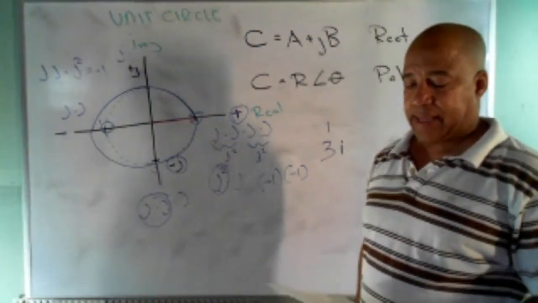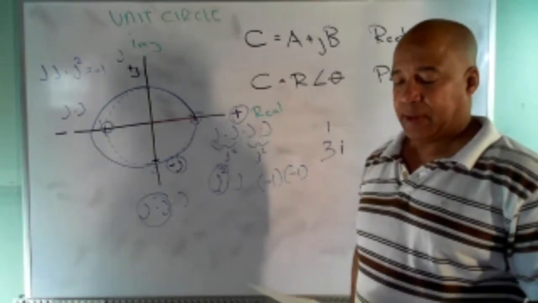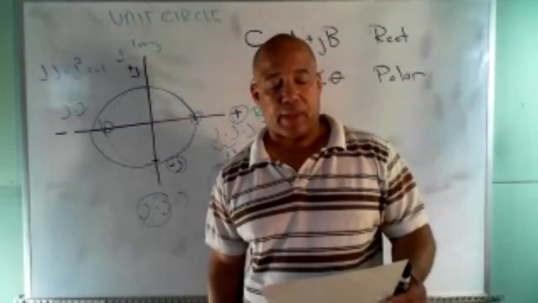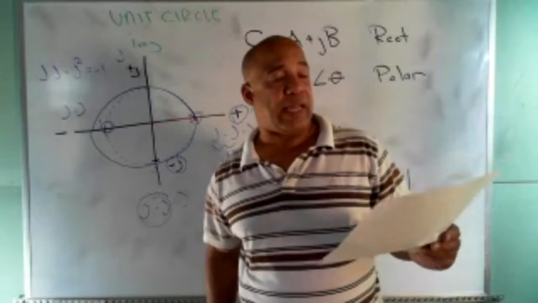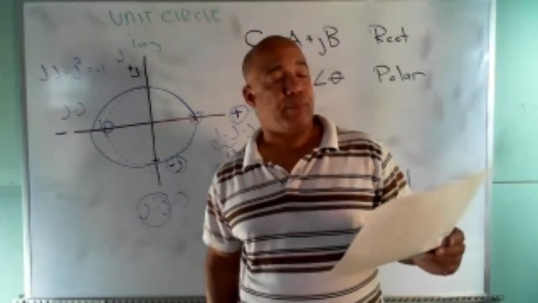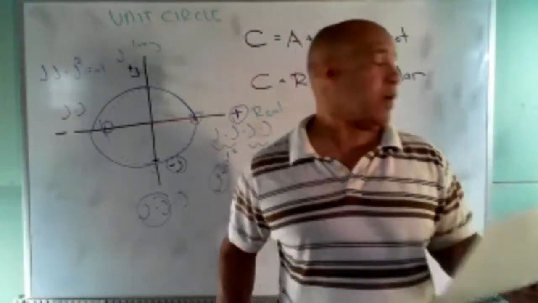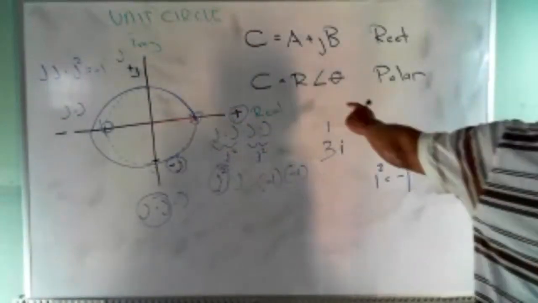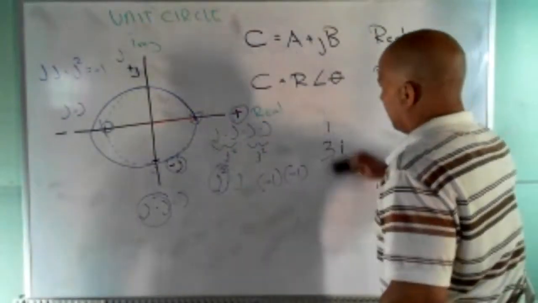All right, now I'm looking at this sheet. I forgot one thing. If you got the sheet, I'm looking at 1F, and I'm going to read it. It says polar form, and what they have for polar form is something like this, but they use a Z. Let me erase this.